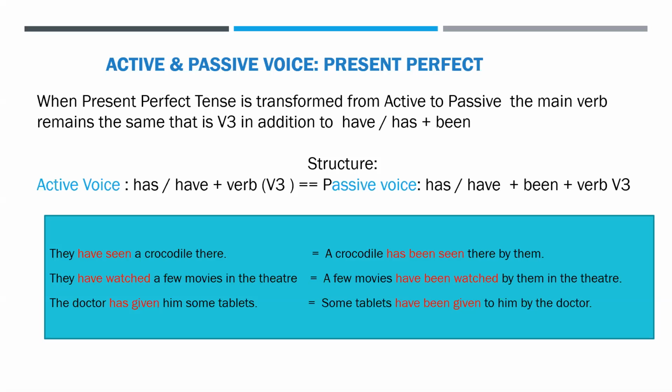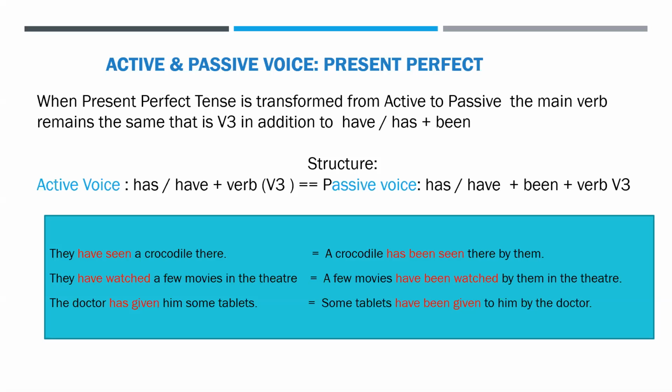You remember the object, when it comes to that object place, the pronouns that you have to use. They have watched a few movies in the theater. So again, they is your subject, have watched is your verb, a few movies is your object. So again, plural object: a few movies have been watched by them in the theater.